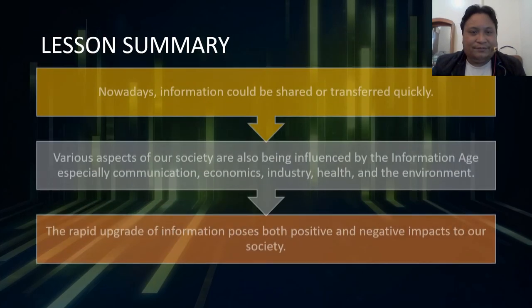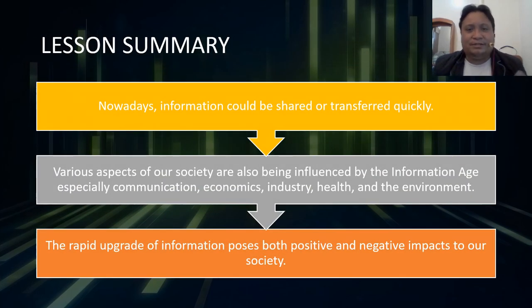Okay, for the summary, nowadays, information can be shared or transferred quickly. Various aspects of our society are also being influenced by the information age, especially communication, economics, industry, health, and the environment. And the rapid upgrade of information poses both positive and negative impacts to our society.